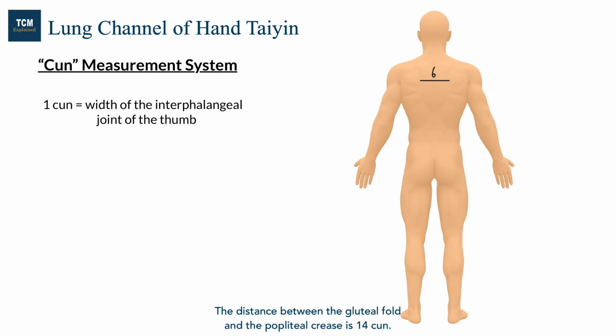The distance between the gluteal fold and the popliteal crease is 14 Cun. The distance between the popliteal crease and the lateral malleolus is 16 Cun. The distance between the popliteal crease and the medial malleolus is 15 Cun.